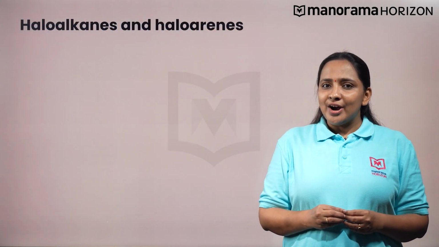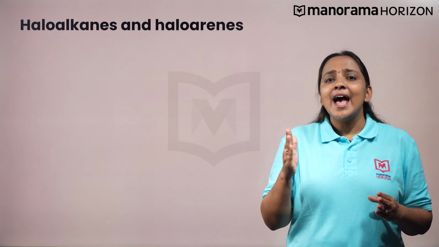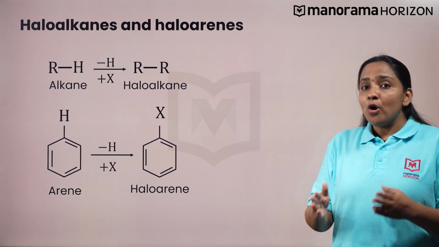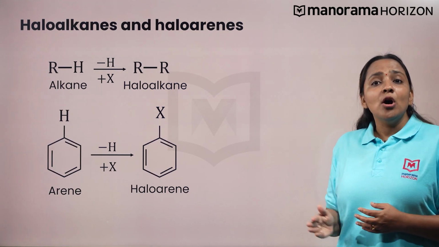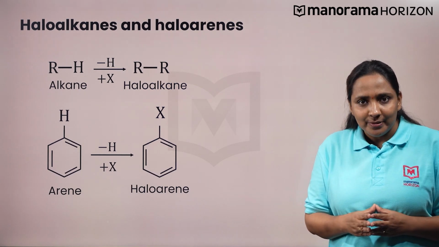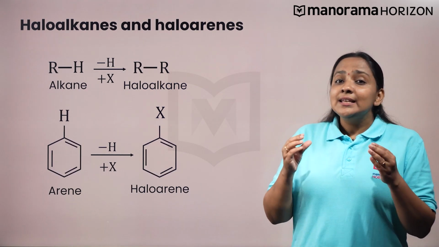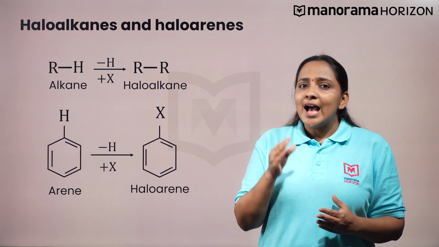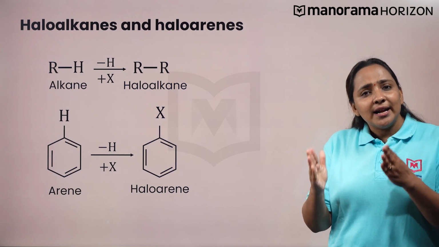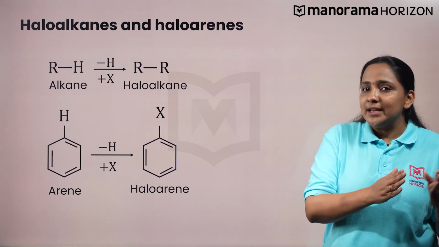Let us quickly revise haloalkanes and haloarenes. Here, the replacement of the hydrogen atom or atoms in an aliphatic or aromatic hydrocarbon by halogen atoms leads to the formation of the alkyl halides called haloalkanes and aryl halides called haloarenes.